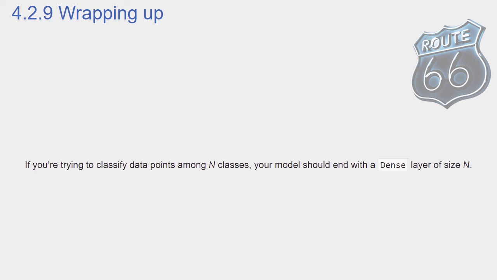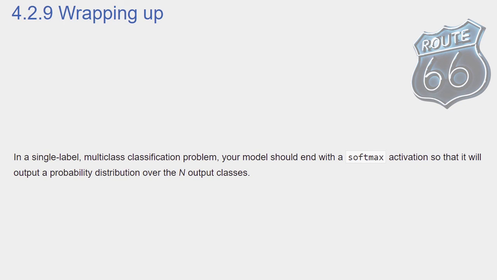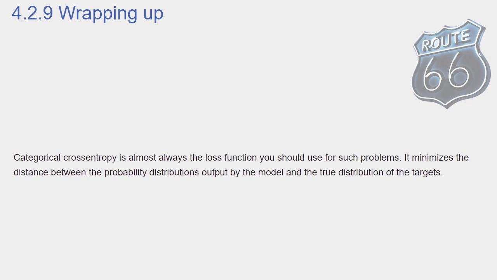Section 4.2.9. Wrapping up. Here's what you should take away from this example. If you're trying to classify data points among n classes, your model should end with a dense layer of size n. In a single-label, multi-class classification problem, your model should end with a softmax activation so that it will output a probability distribution over the n output classes. Categorical cross-entropy is almost always the loss function you should use for such problems. It minimizes the distance between the probability distributions output by the model and the true distribution of the targets.